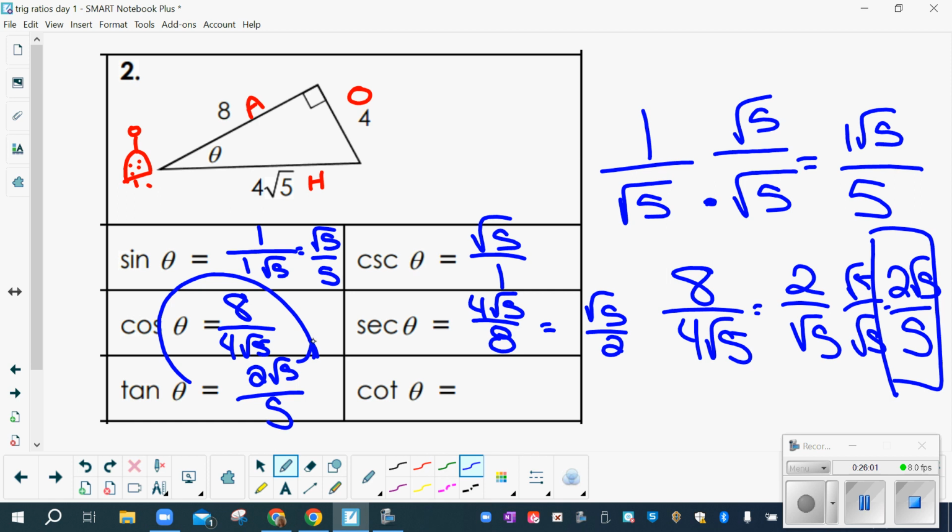What's this guy right there? Here's what's nice. Guess what? On the last ones, we don't have any. It's super easy. Just 4 over 8. Just 1/2. And 8 over 4. Just 2 over 1.